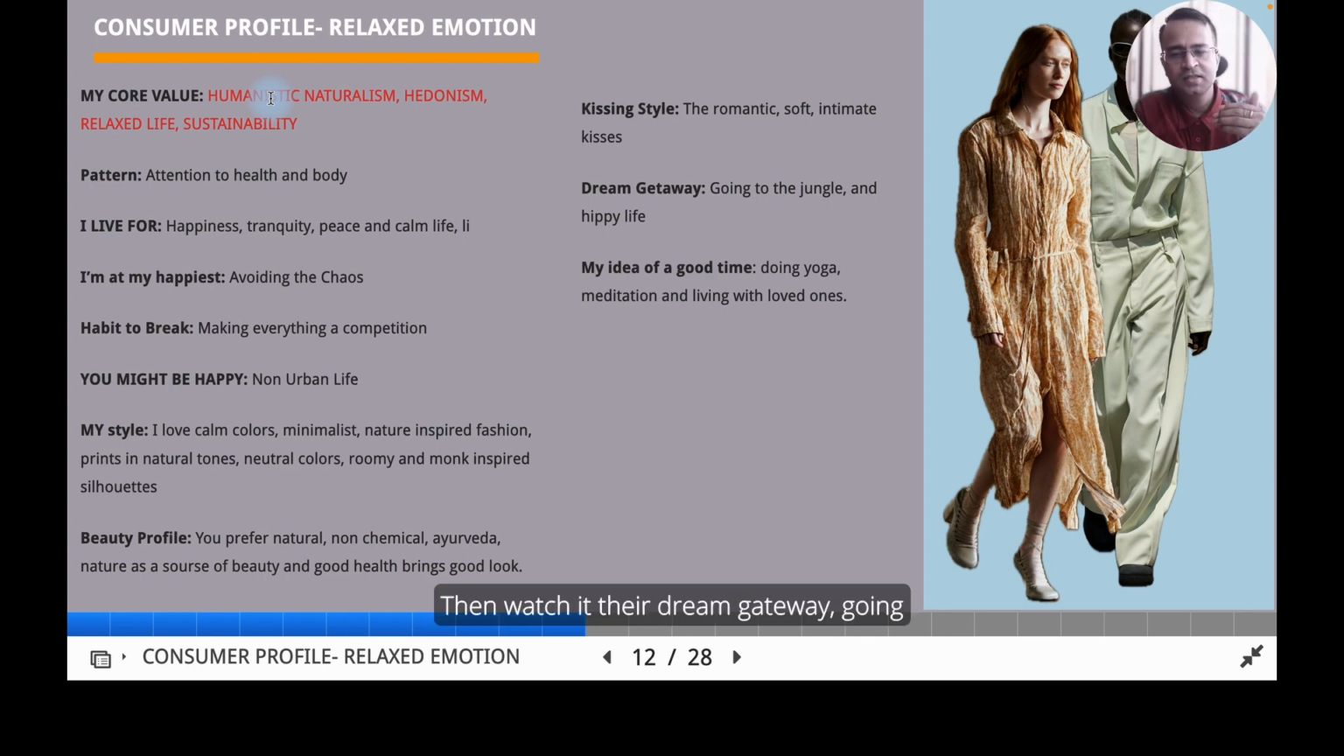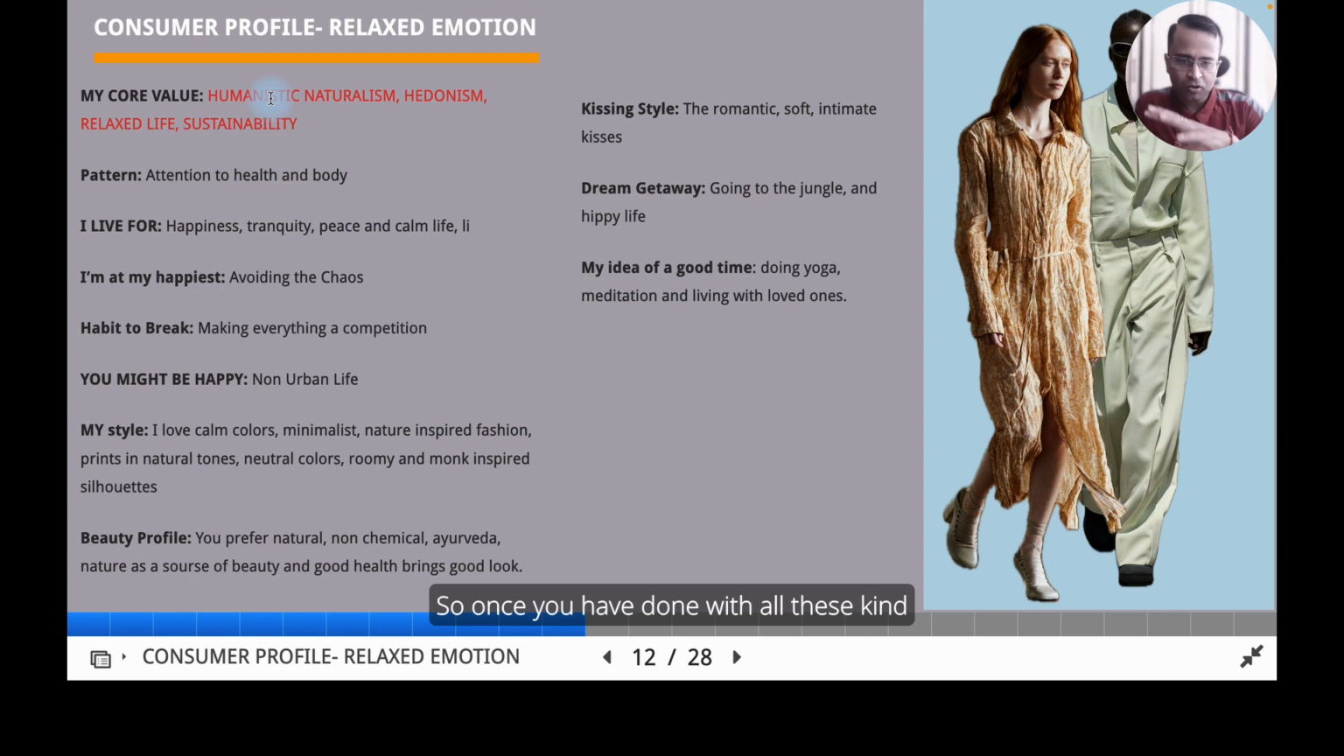Then what is their dream getaway? Going to the jungle and hippie life. And what is their idea of a good time? Doing yoga, meditation, and living with loved ones. So this is how you can build a standard consumer profile.